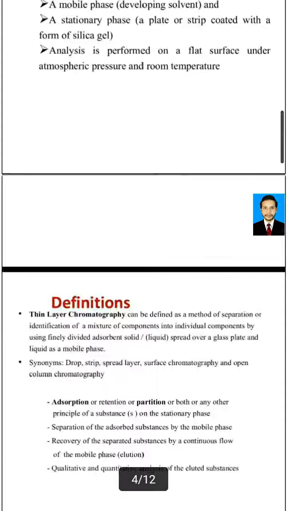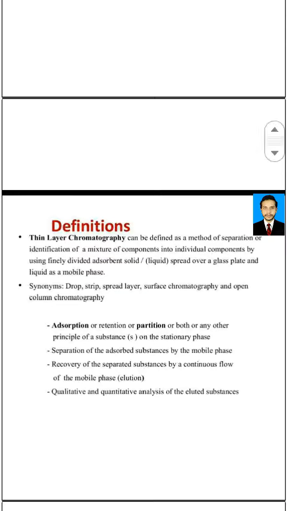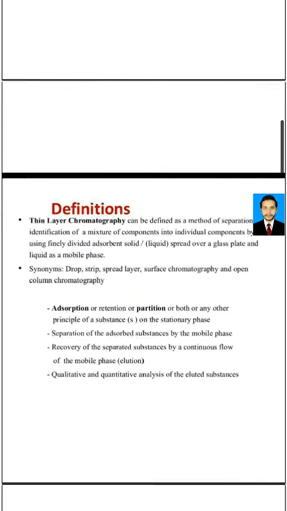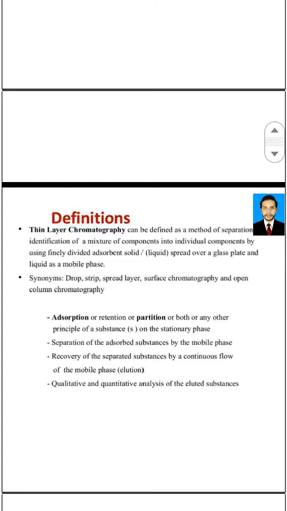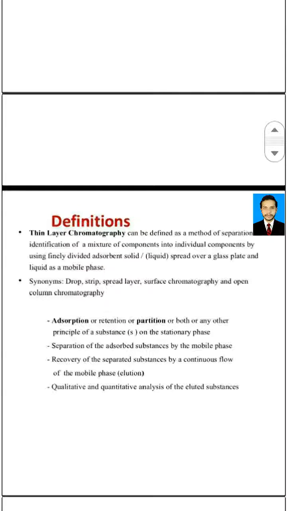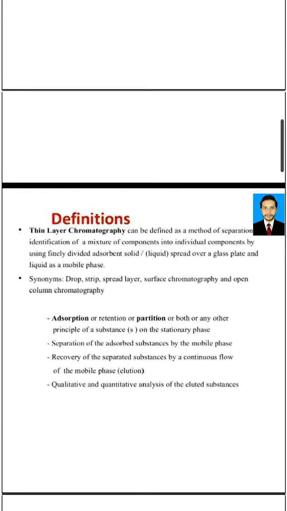Now let us talk about the definition. Thin layer chromatography can be defined as a method of separation or identification of a mixture of components into individual components by using a finely divided adsorbent solid or liquid spread over a glass plate, and a liquid as the mobile phase. As you can see, in this chromatography the stationary phase may be solid or may be liquid.